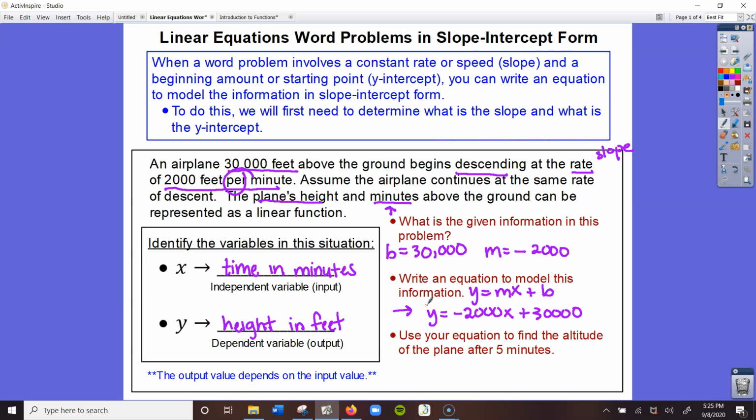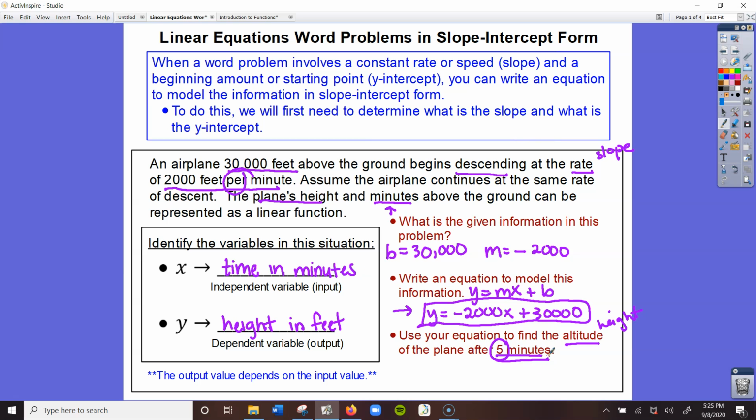Now we're going to answer the follow-up question. It says to use the equation to find the altitude, which is just another word for height, after 5 minutes. Now, whenever you're given another value, we have to determine where I am going to plug that in. So I have 5, and I need to see, am I going to plug it in as x or as y? And this is why I write down my units.